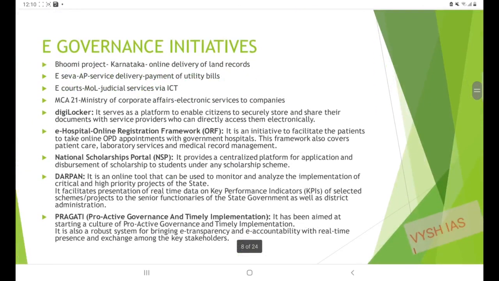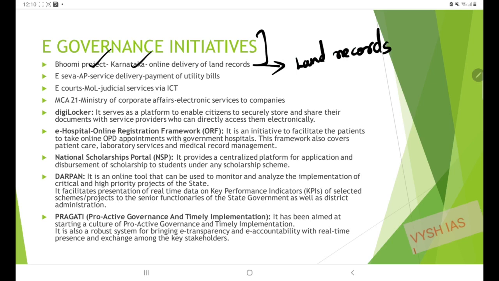Then we have to discuss some of the e-governance initiatives which you can use as examples while you write answers. So first is Bhoomi project. It is with respect to the digitalization of land records, so that the fragmentation of land and all those issues can be solved. So this is by Karnataka.